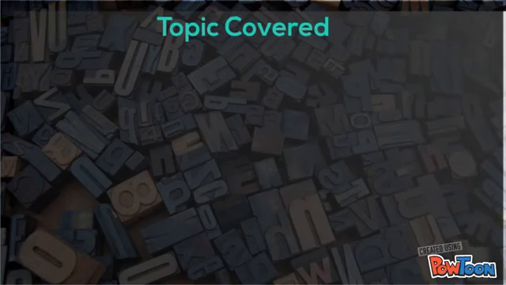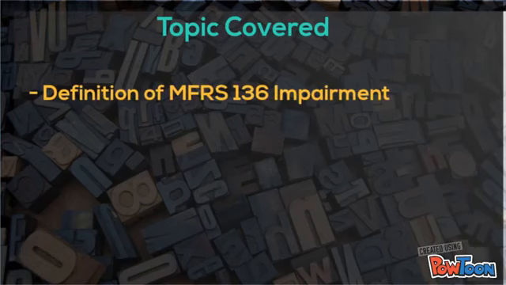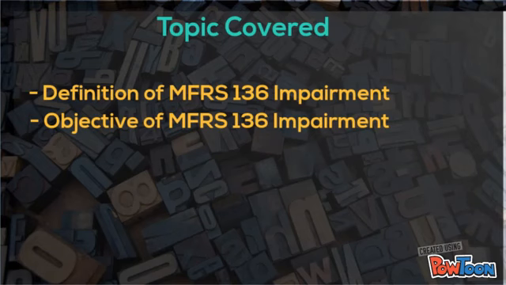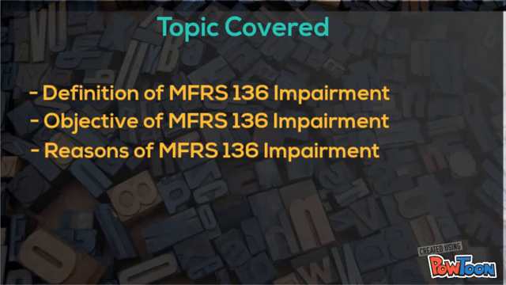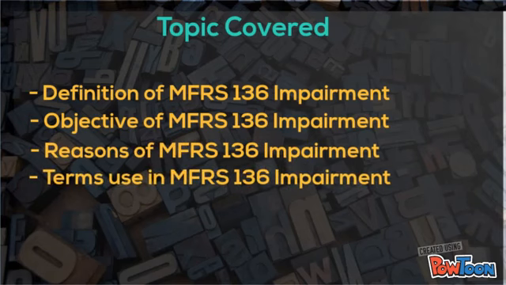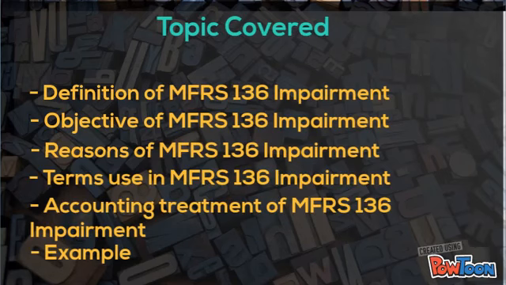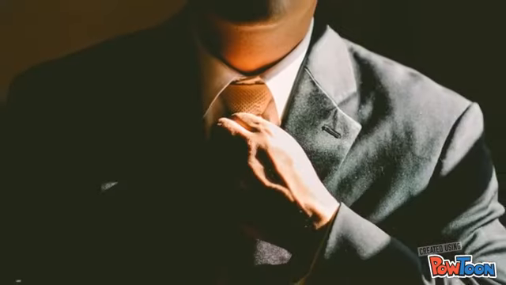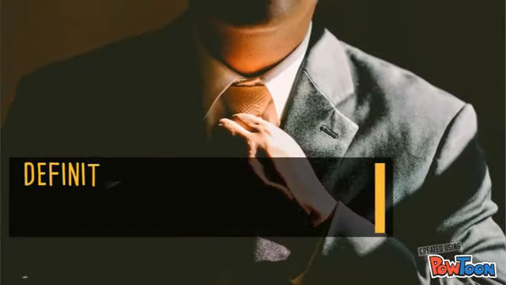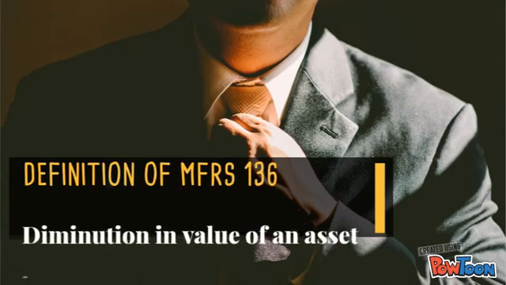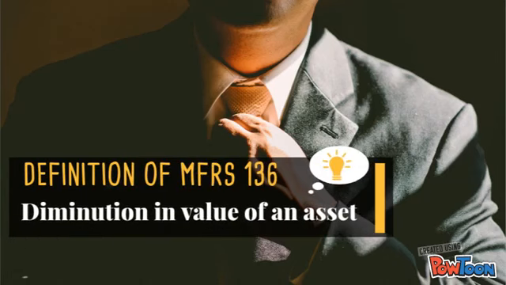In this topic, we're going to cover the definition of impairment, the objective of impairment, the reasons of impairment, the terms used in impairment, the accounting treatment of impairment, and an example. First, the definition of impairment is diminution in value of an asset.